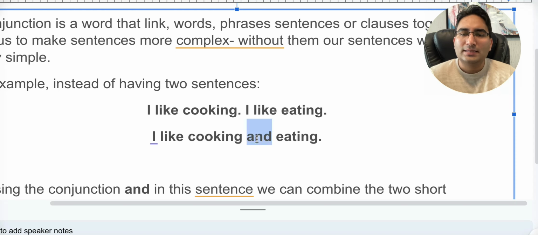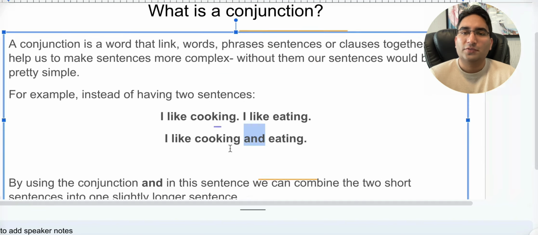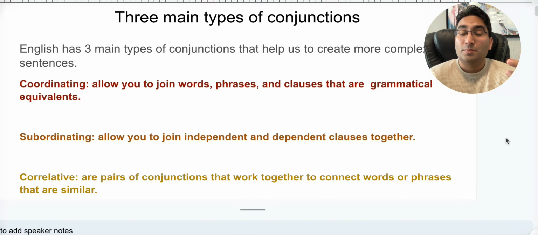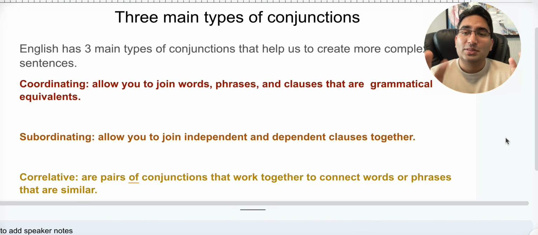Instead, if I place the word and in between, it becomes I like cooking and eating. So instead of saying I like two times, you just say and you can say I like cooking and eating. I like walking and talking. And that and helps you connect two things very easily. All right, so that is a conjunction. Very simple. We most likely know how to use and there are more examples. So we'll get into those.